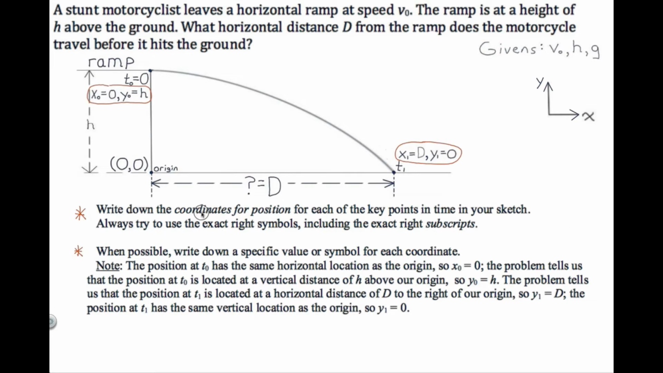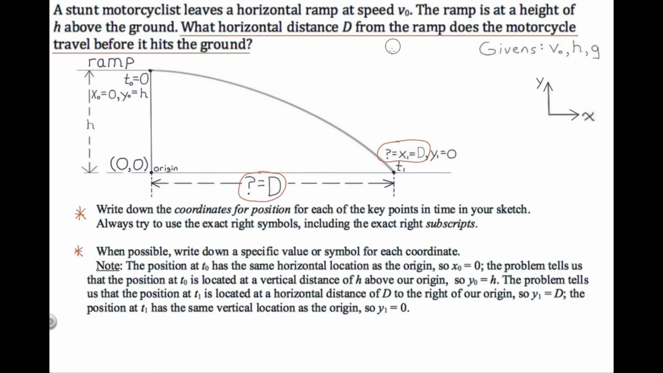Write down the coordinates for position for each of the key points in time in your sketch, and try to write down a specific value or symbol for each coordinate, like so. The problem tells us that the position at time 1 is located at a horizontal distance of D to the right of the origin. So x1 equals D. So we can use this question mark to indicate that when we know x1, we will know the answer to the question.